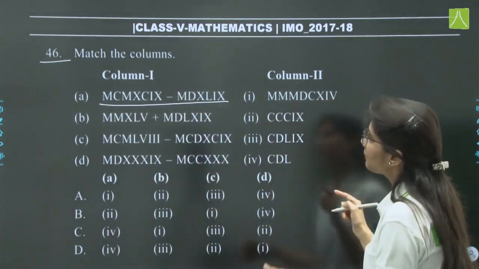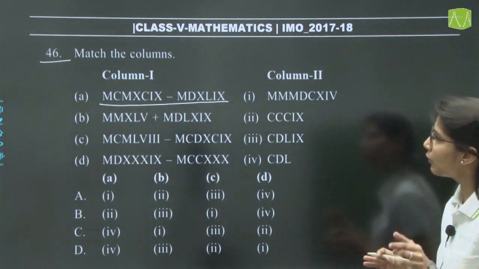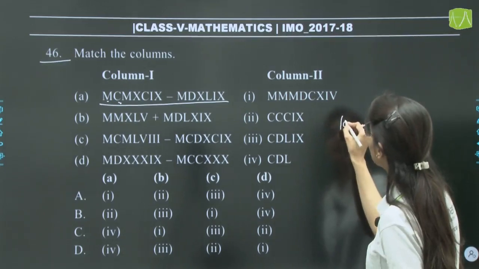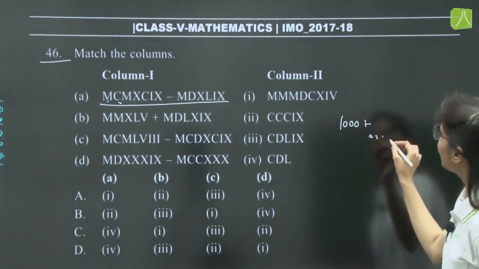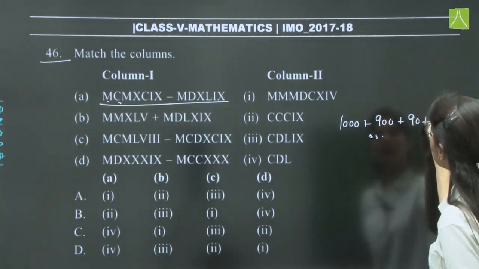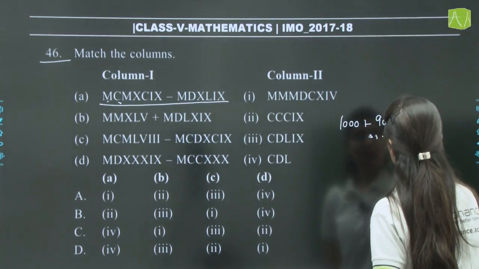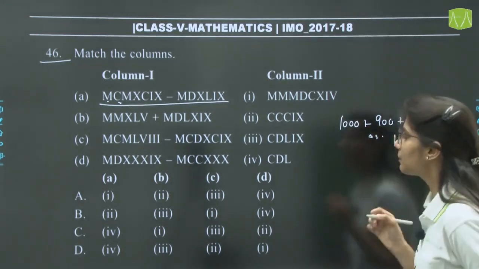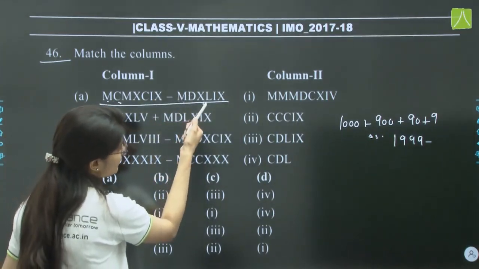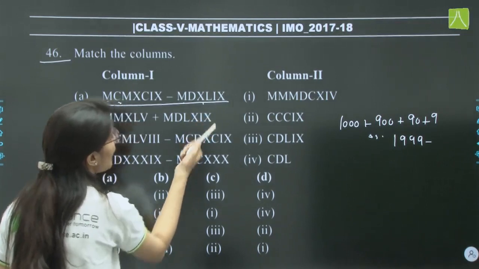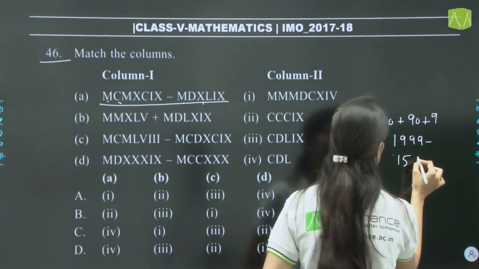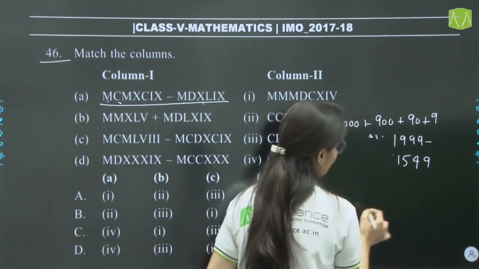First, this MCMXCIX, you can write it in numeral form. This M is 1000 plus CM means 900. So 1000 plus 900 plus 90 plus 9. So this number will be 1999. Now you have to subtract this number with this. So MD is 1500, XL is 40 and this IX is 9. So you can subtract it, 1549, and when you subtract it you will get the answer.